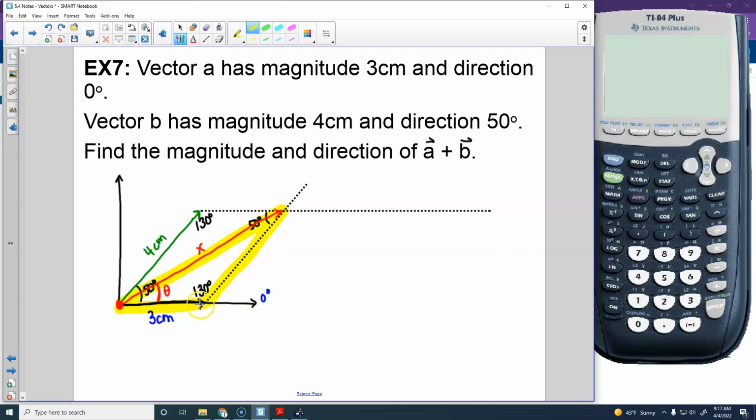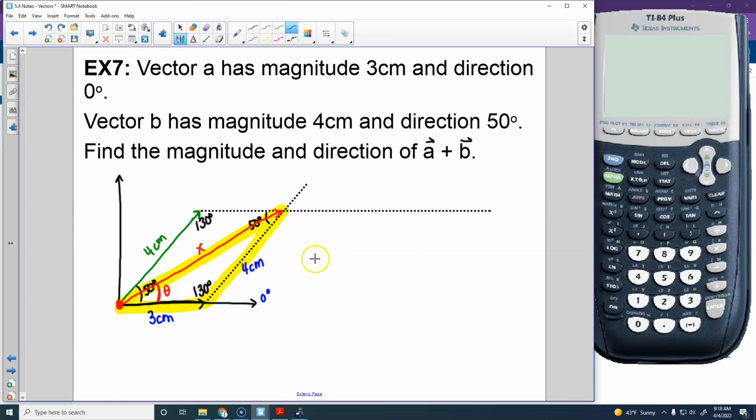What should this side right here be? It's going to be 4, because it's going to be the same as the one across from it. So this side right here would be 4 centimeters. So in this triangle, I have two sides, and I have the angle in between. What could I use to solve for the x of this triangle?